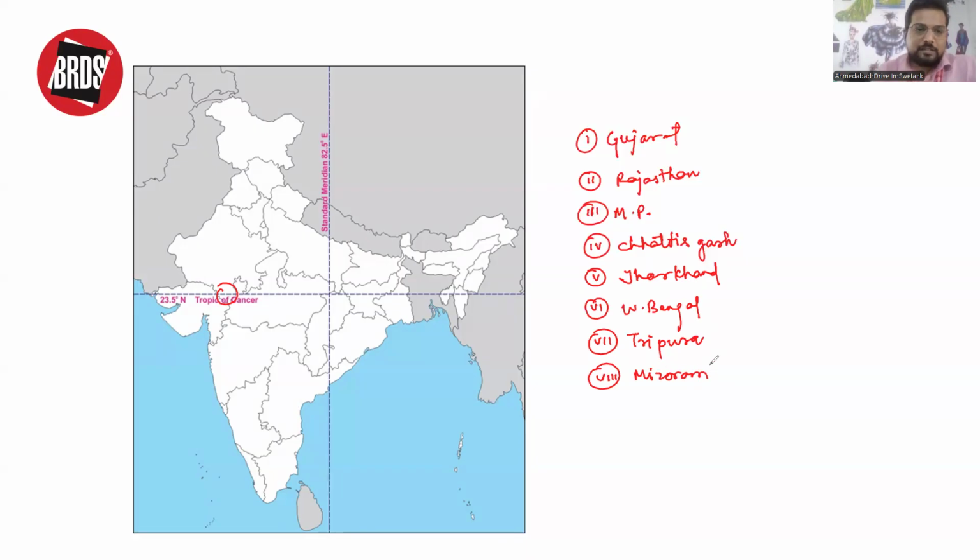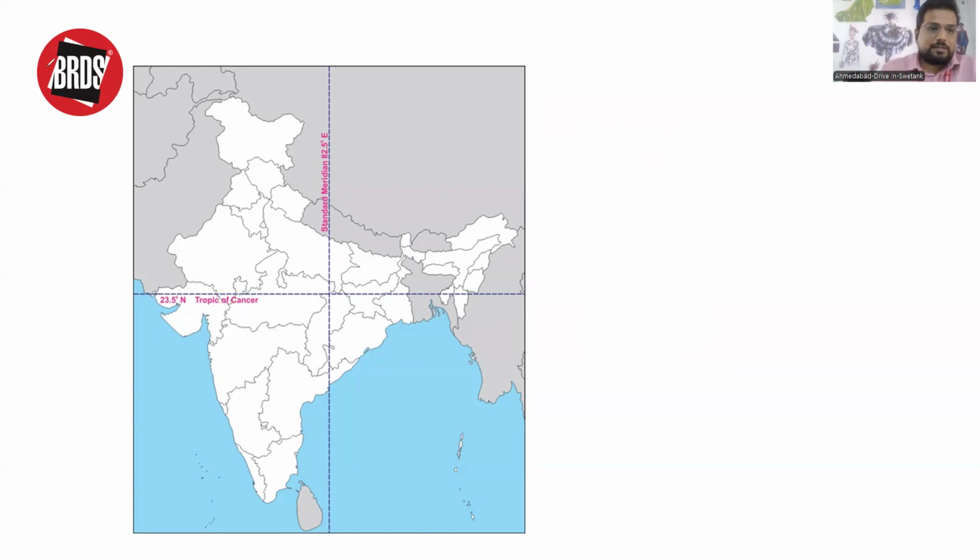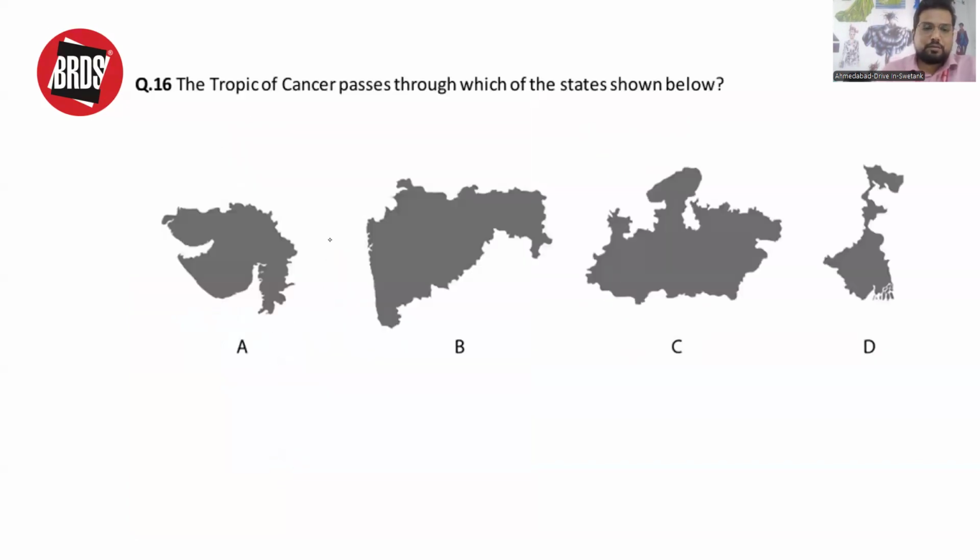So only these are the 8 states through which the Tropic of Cancer passes in our country. Maharashtra, which is over here, is the one through which the Tropic of Cancer does not pass. So for the question, we can simply say Maharashtra is the one it does not pass through. The answer for the question would be A, C, and D. These three options would be considered the correct answer.